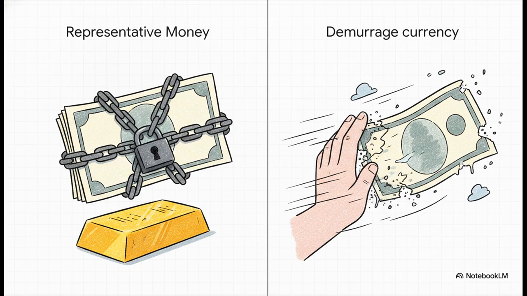Along this journey, humanity tried out some pretty wild concepts. We used representative money, which was paper directly backed by fixed commodities like gold. But we also experimented with something called demurrage currency. This was money designed to intentionally lose value over time.